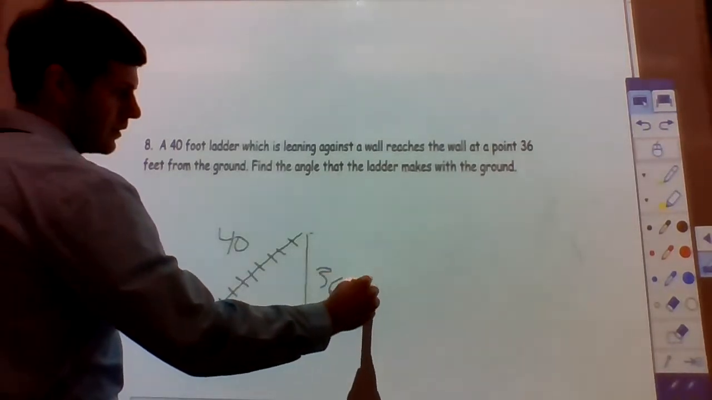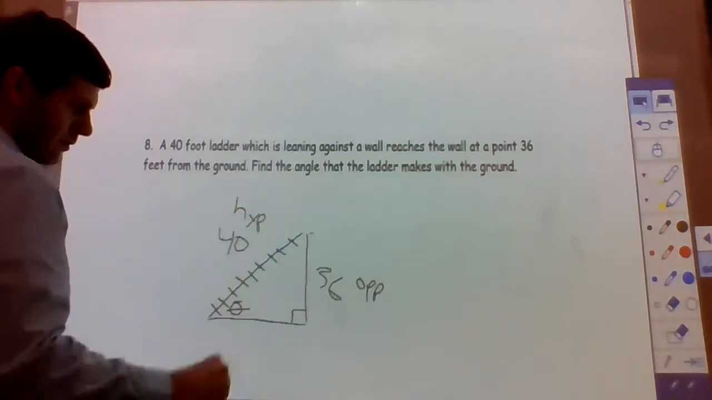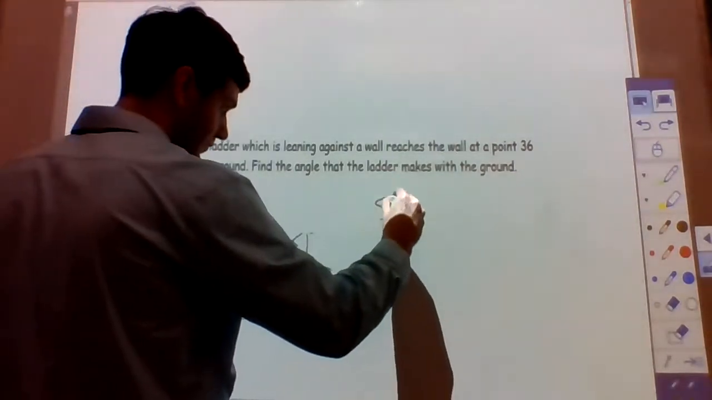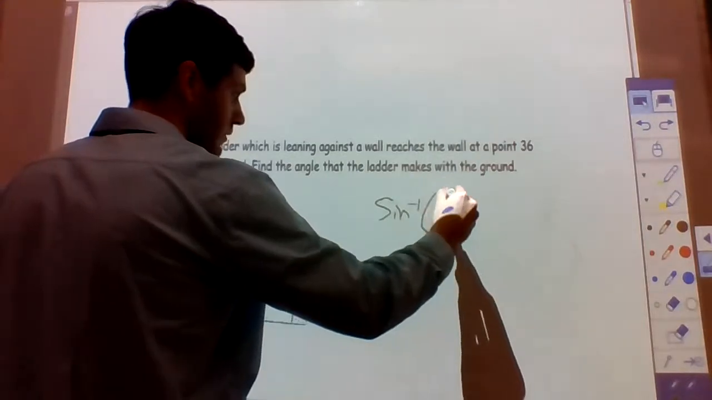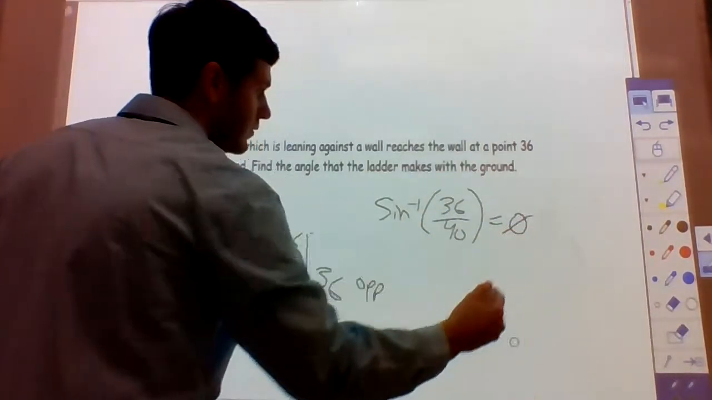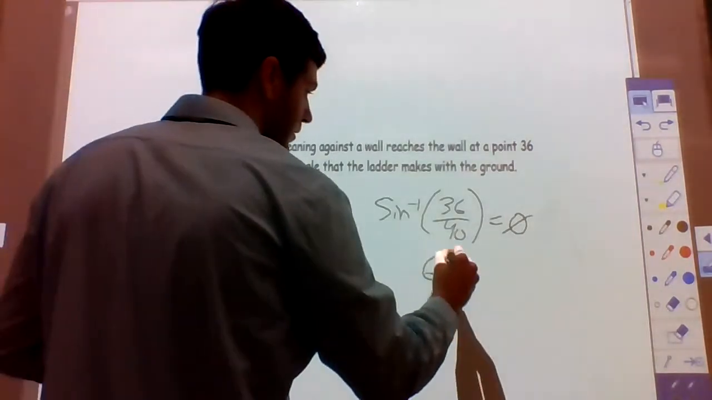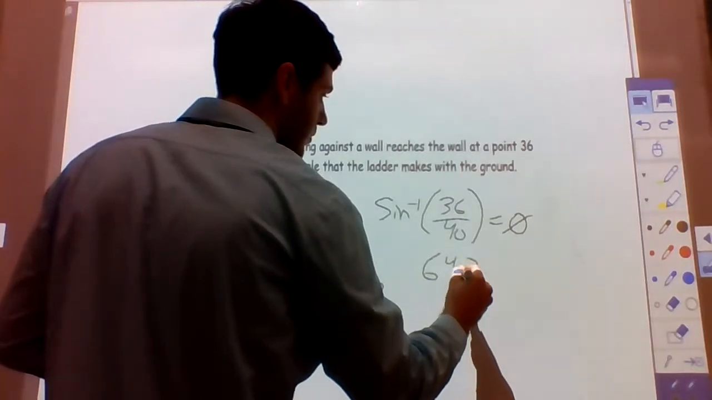So the angle the ladder makes with the ground. This is opposite, and the 40 is the hypotenuse. So we're using sine. We're doing inverse sine because we're finding the angle, and that's going to be 36 over 40. So the inverse sine of 36 divided by 40 is going to be 64.2. 64.2 degrees.